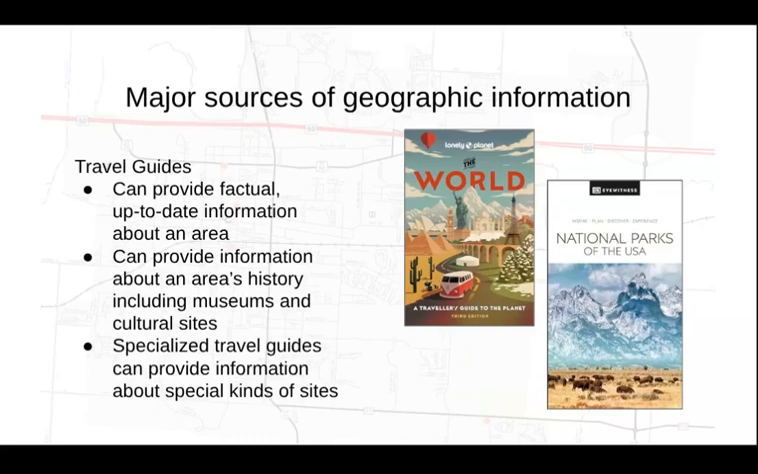Another major source of geographic information is the travel guide. Travel guides can provide factual and up-to-date information about an area. They can provide information about an area's history, including museums and cultural sites, and specialized travel guides can provide information about special kinds of sites. One example might include this DK Eyewitness Guide to National Parks of the USA.